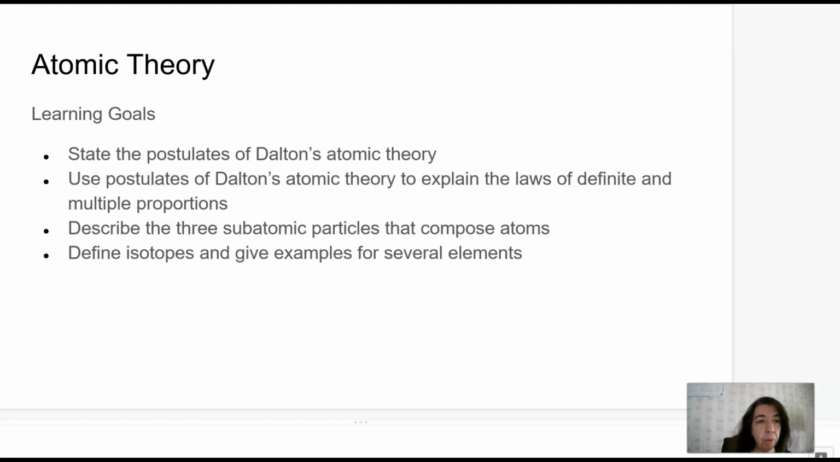In this video, we're going to learn about atomic theory. The learning goals for this video include the postulates of Dalton's atomic theory and using his atomic theory to explain the laws of definite proportions and the law of multiple proportions. We will also describe the three subatomic particles that compose atoms, define isotopes, and give examples for several elements.